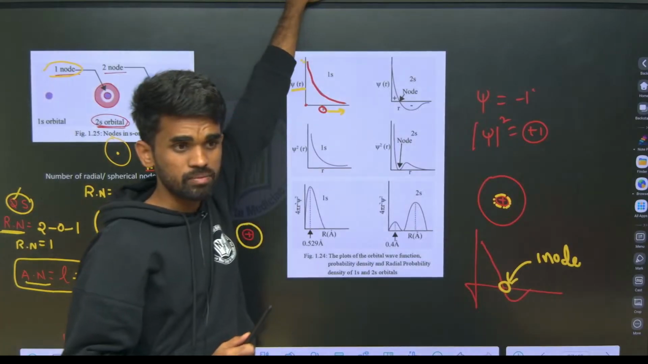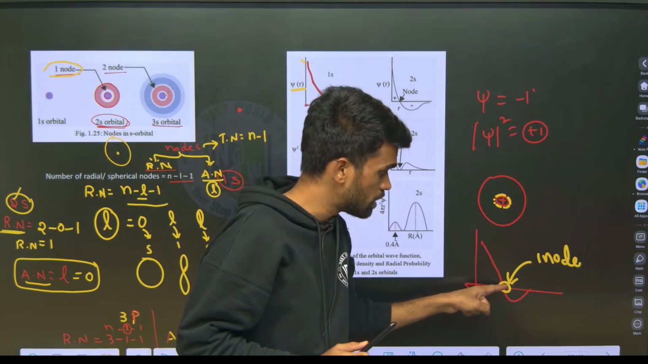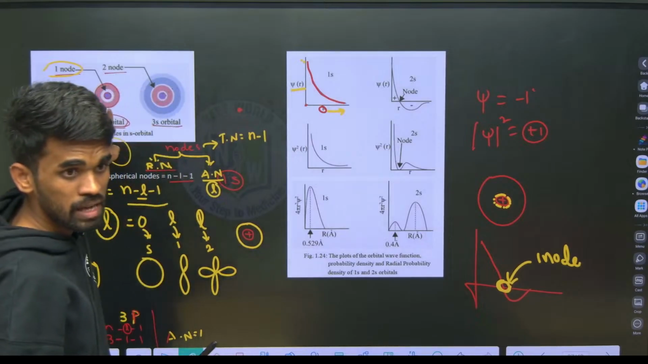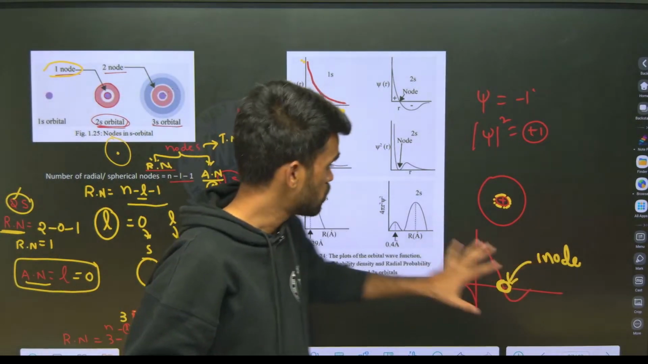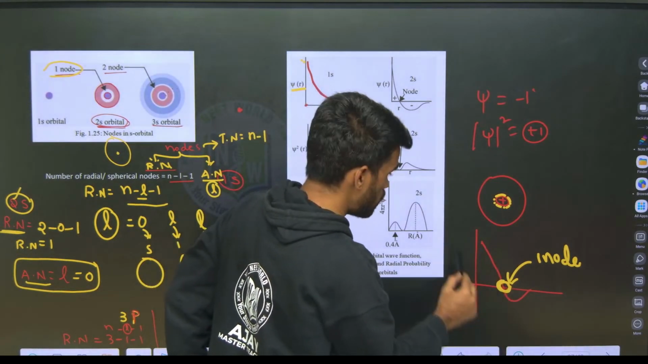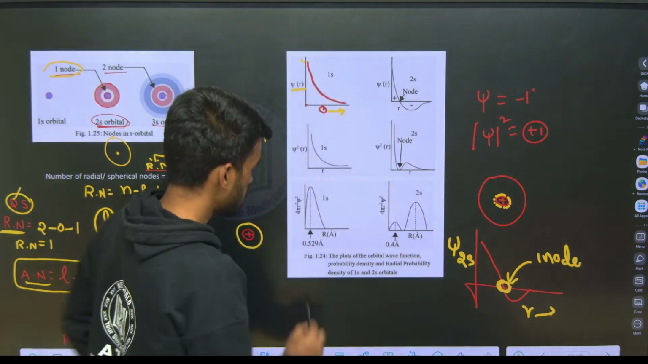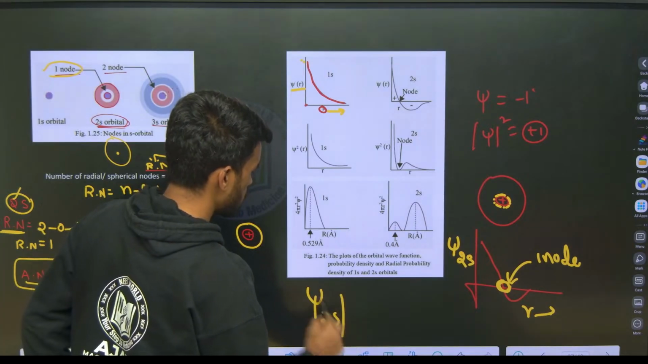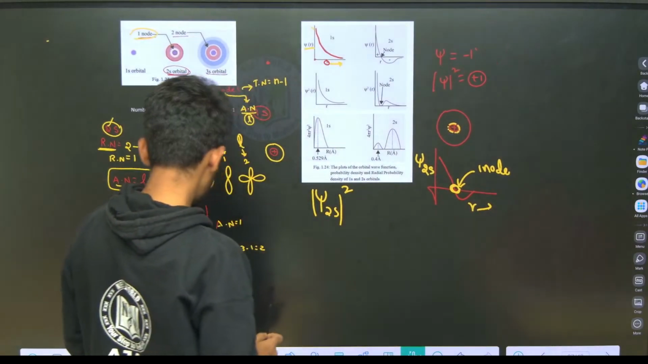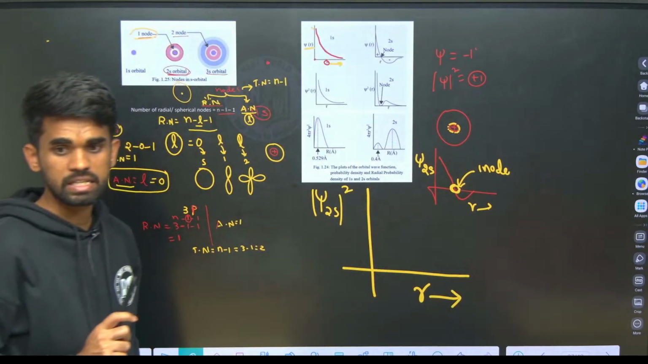It starts from the maxima and goes here, and this represents one radial node. Here we have seen that white gap. So this graph is for which orbital? One radial node, so this is for 2s. Now if I want the psi 2s square graph, how will you draw it? Psi 2s square is the probability density graph.